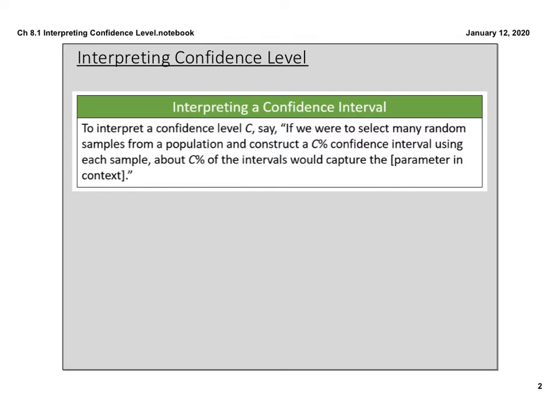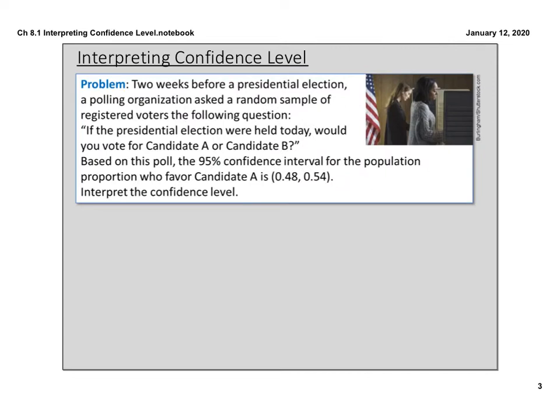So we're going to talk about a confidence interval, which we introduced yesterday, and today we're going to get into the confidence level part of it. So, interpreting a confidence level. We talked about that presidential election candidate A, candidate B question before, in yesterday's notes. So in today's notes, now we're going to interpret the confidence level.